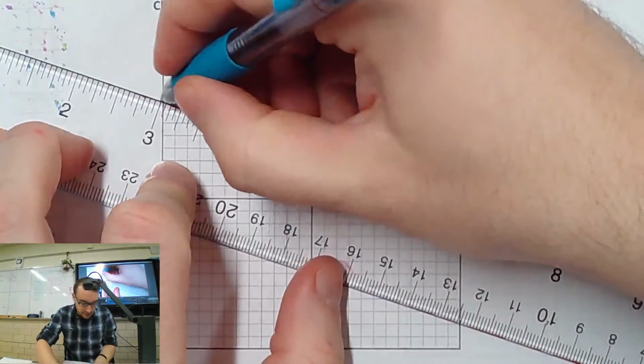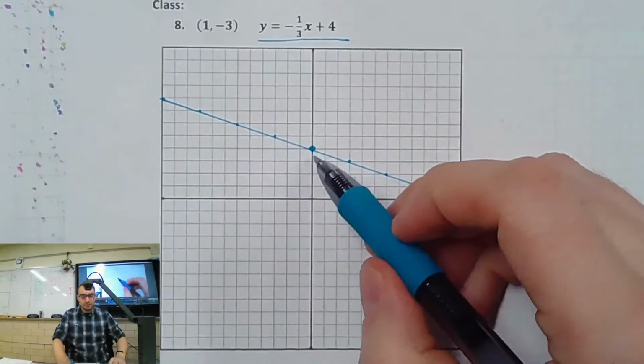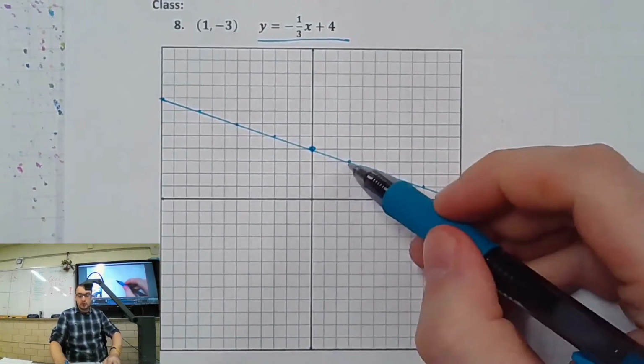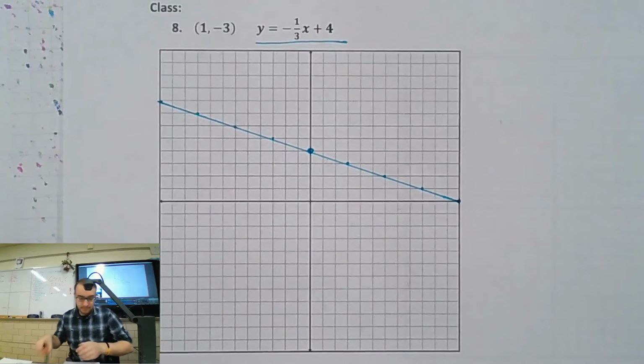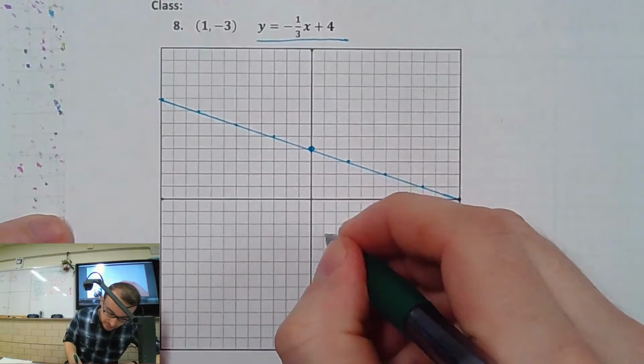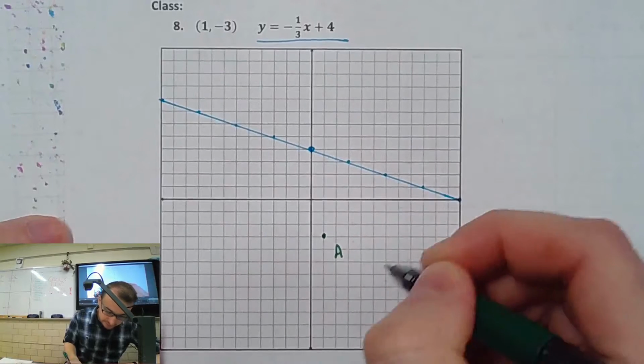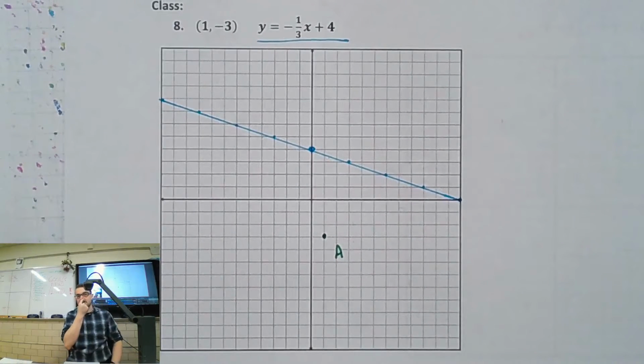So I'm graphing the original line, right? Y-intercept at 4. Our slope is down 1 over 3. Cool with that? 1, negative 3 is the point we're going to flip. That's A. Same point as last time, actually. Now we're going to find the perpendicular.